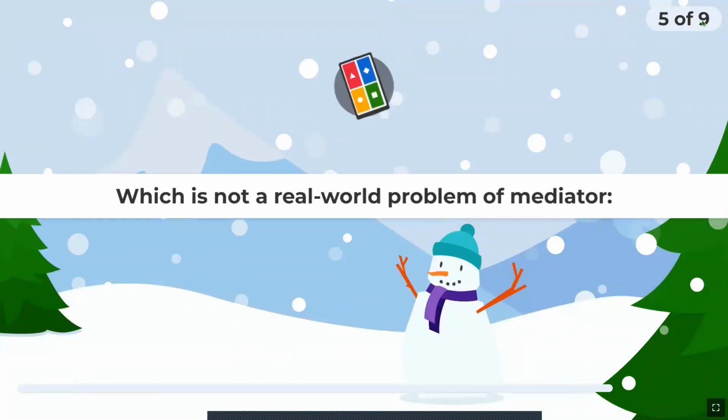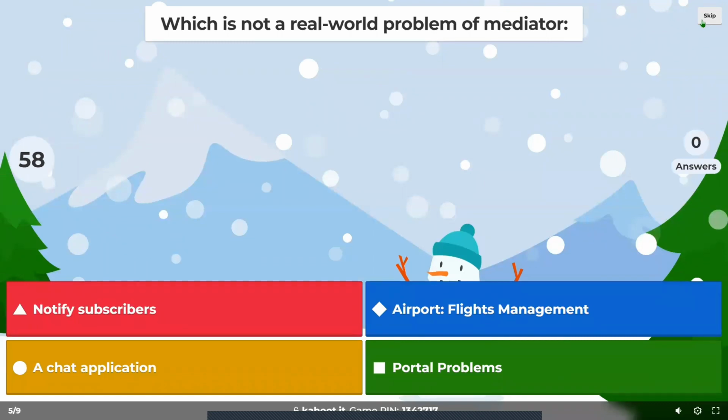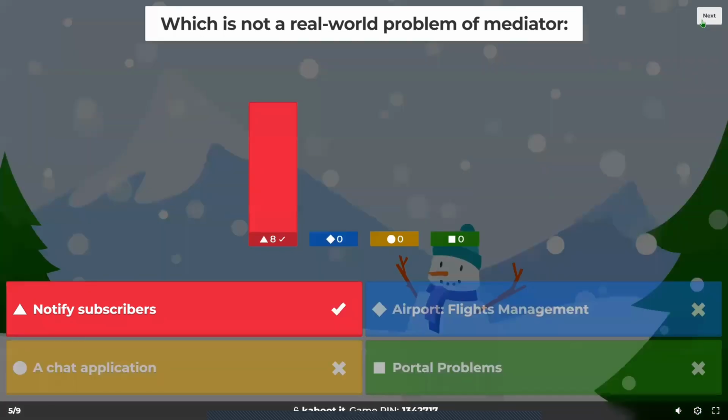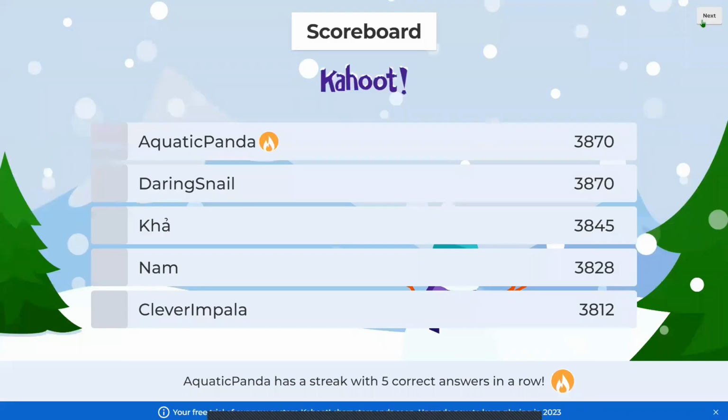Which is not a real-world problem of Mediator? The answer is notify subscribers. This is the real-world problem of the observer design pattern, not the mediator design pattern.